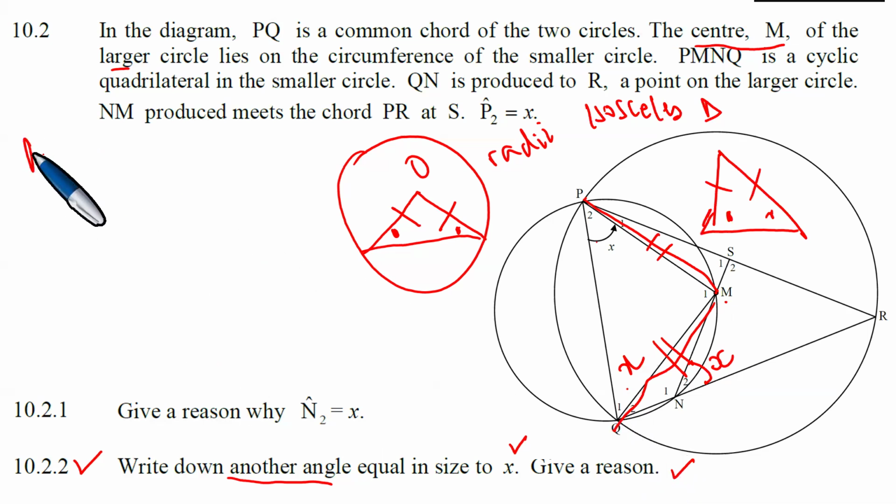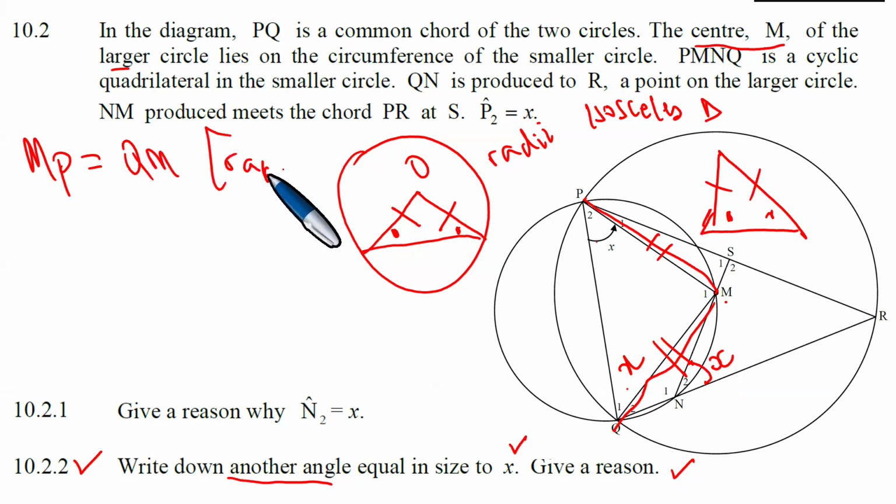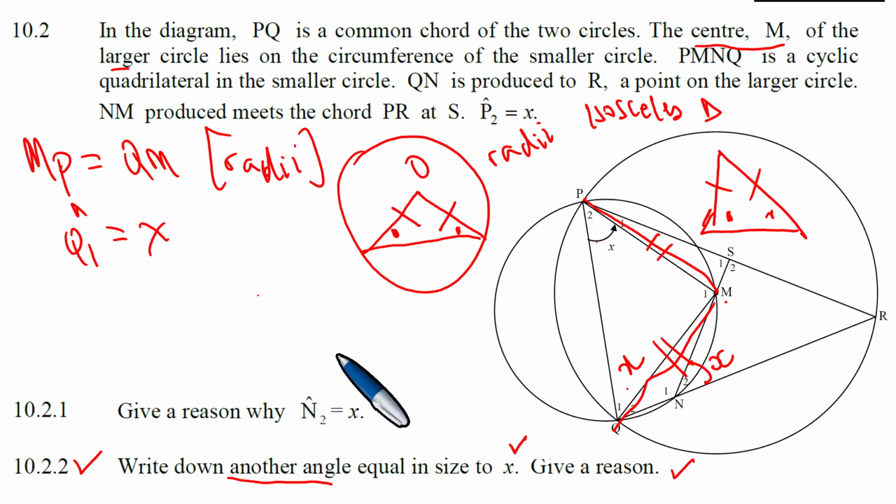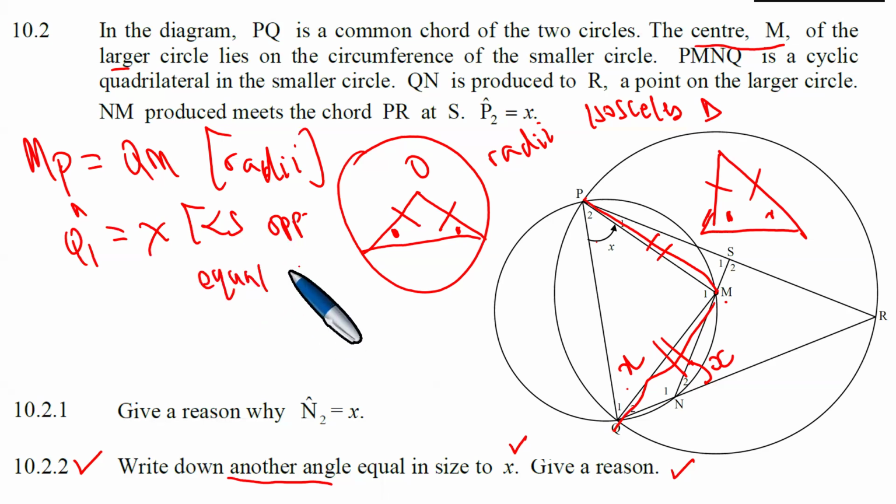So here you need to write MP is equal to QM, and these are radii, because M is the center. Any line you draw from the center to the circumference is called a radius. If these radii are equal, of the same circle, then the angle Q1 is equal to X. Angles opposite equal sides. This is it.